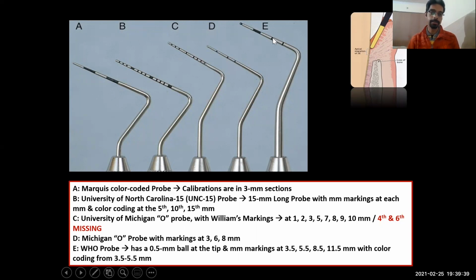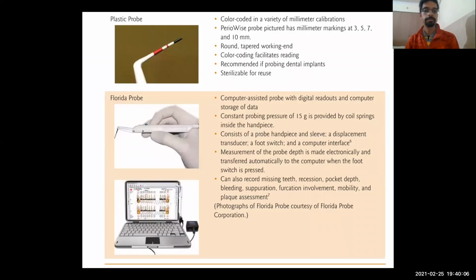Now a special thing about this probe is that it has a ball at the tip of the instrument, that is 0.5 millimeters diameter ball. Now why is it present? It is to prevent any trauma to the soft tissues while doing the probing. Now it has the markings at 3.5, 5.5, 8.5 and 11.5 millimeter with a band from 3.5 to 5.5 millimeter markings.